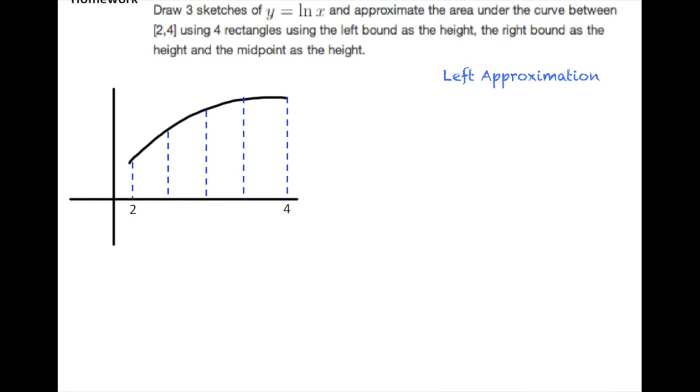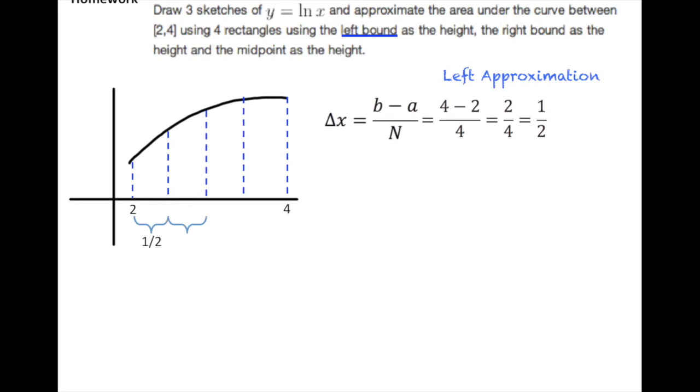So now I can find the width of each rectangle. I know I need the left bound, and I can find the width of each rectangle by saying b minus a over n, where b is 4 and a is 2. That's the interval that you're given. So 4 minus 2 over 4, because n is the number of rectangles, and they said 4 rectangles. So I get a change in x of 1/2. That means the width of each of my rectangles is going to be 1/2. All of these will be 1/2.